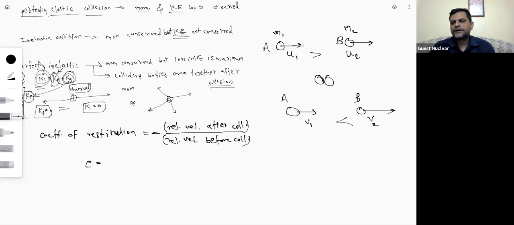But if we talk about after collision, then the relative velocity of body b with respect to a will be v2 minus v1 here, and hence this minus sign is kept as it is. The relative velocity after collision will be v2 minus v1, no doubt. And at the same time, the relative velocity before the collision comes out to be u2 minus u1, no doubt.